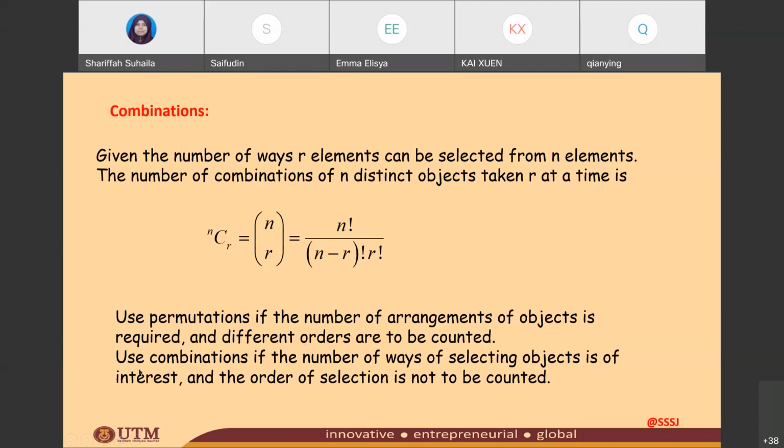Okay, so again here, use combination if the number of ways of selecting objects is of interest, and the order of selection is not to be counted. Okay, so tak kisah dia punya order ataupun susunan dia. So that means you can use the combination concept. So combination and permutation ni normally combination lah. So we will use it to solve the probability.